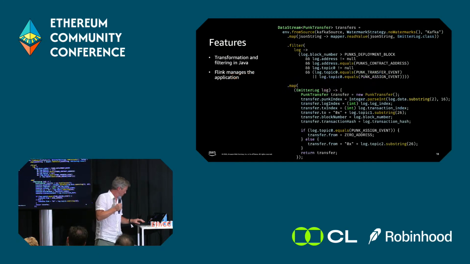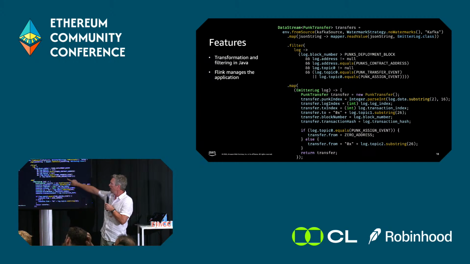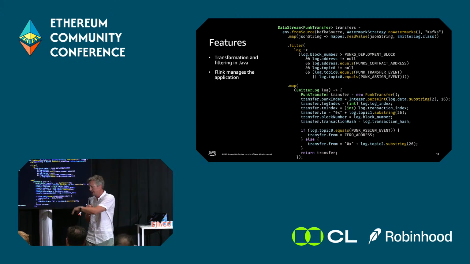And, oh yeah, that's what it looks like. This is Java code, so you don't have to read through the whole thing, but basically what we're doing here is, first block here, filtering for a particular contract, the Punks contract in this case, and filtering for particular events, and then using those events and basically writing them into the database. Each event is one record in the database with block number and everything in between. So that's what the Flink code looks like.